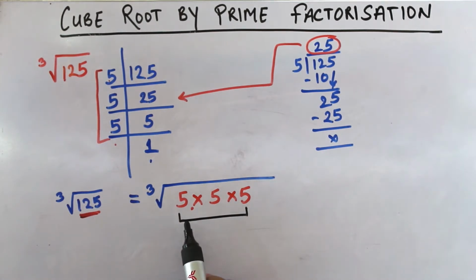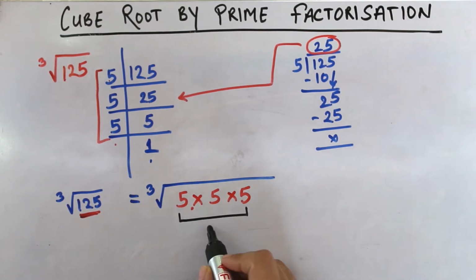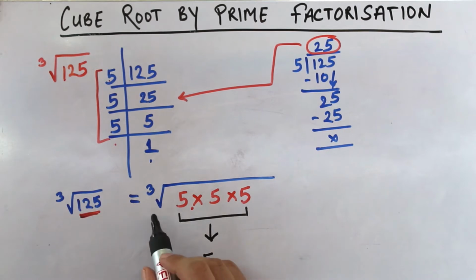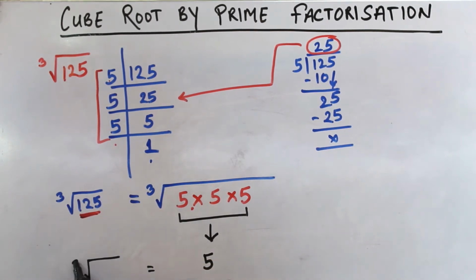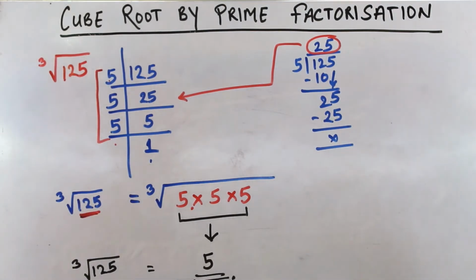I have to make a group of 3 same numbers. So same numbers I have over here, that is 5. So this is the one group that I have made. Out of these three 5s, I'm going to select just one 5. So the cube root of 125 is 5. This is my final answer.